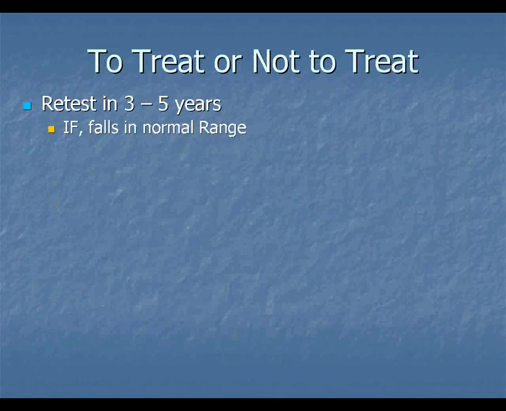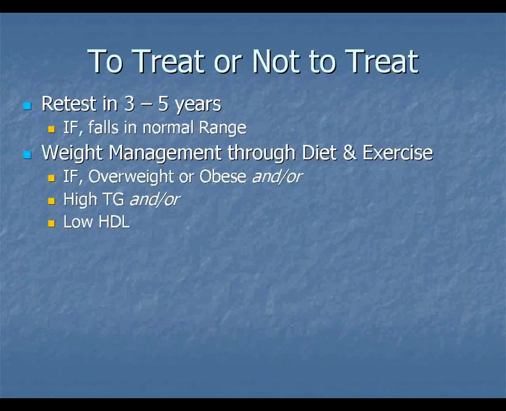So, to treat or not to treat: if you have a patient whose total cholesterol falls within the normal range, it's okay to retest in 3 to 5 years. If it's abnormal, try weight management through diet and exercise, that is, if they're obese and/or have high triglycerides and/or low HDL. Give them the conservative lifestyle measures first before jumping to pharmacologic intervention.